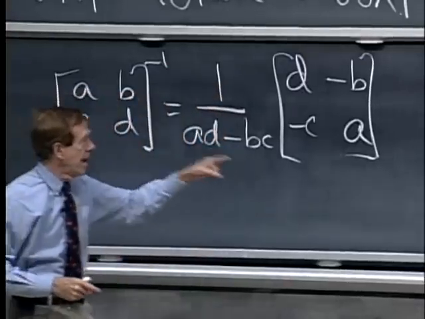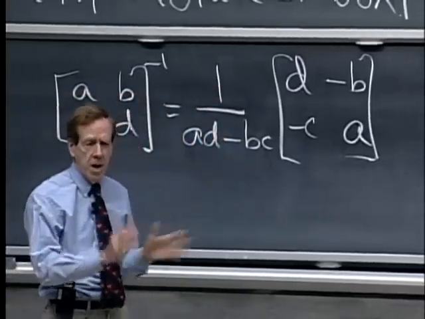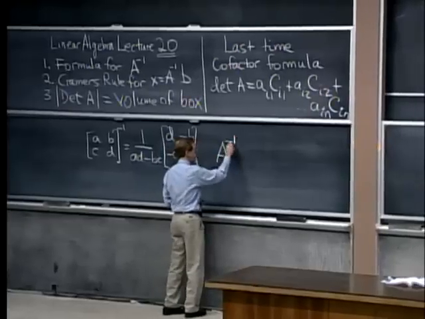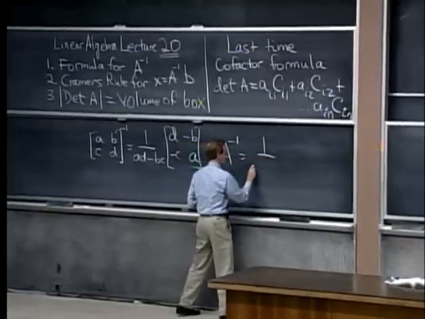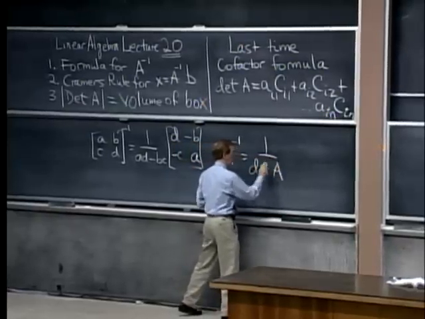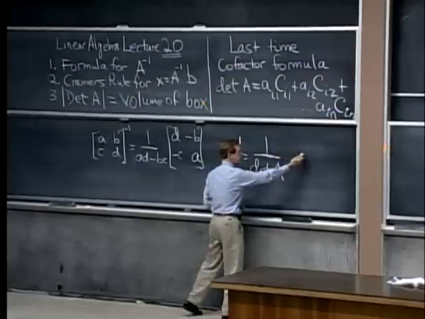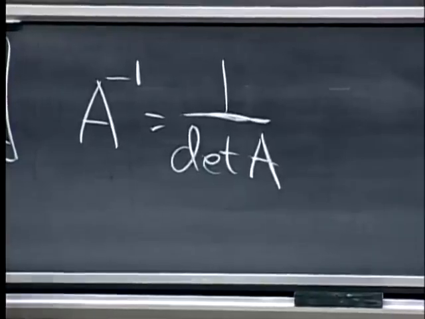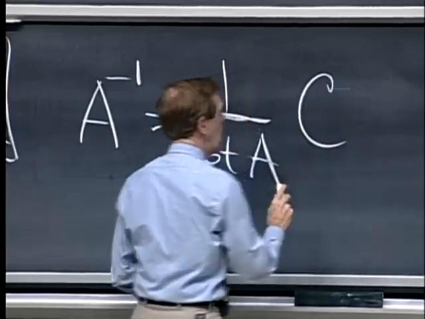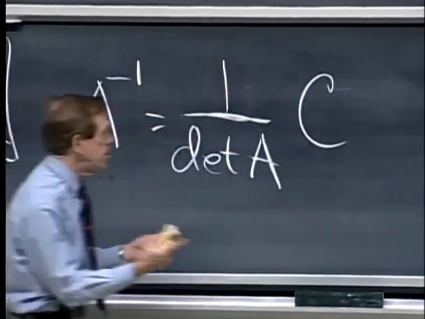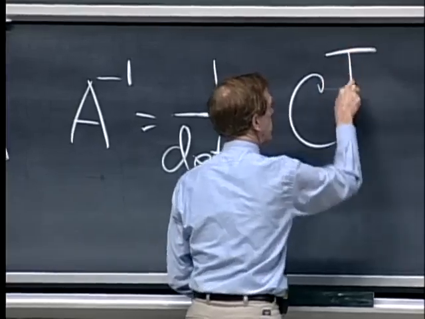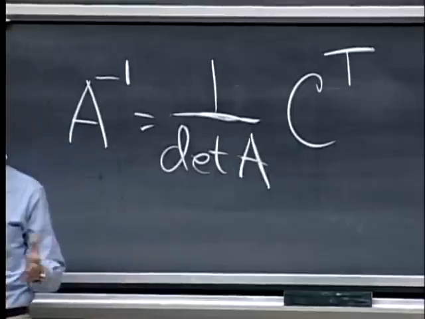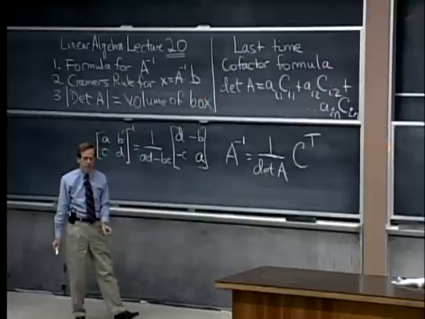Okay, I'll write down next what my formula is. Here's the big formula for A inverse. It's 1 over the determinant of A, and then some matrix. And that matrix is the matrix of cofactors, C. Only one thing, you'll see, I transpose it. So this is the matrix of cofactors, why don't we just call it the cofactor matrix?